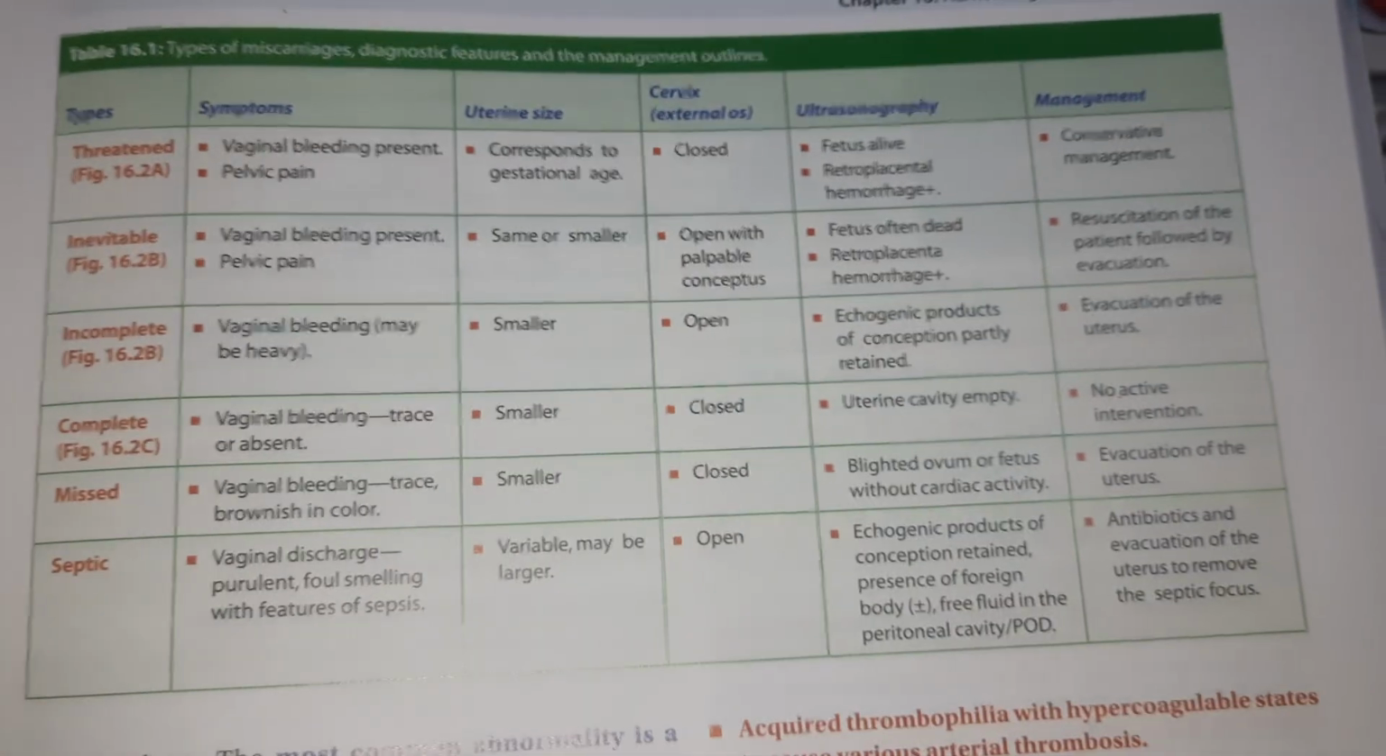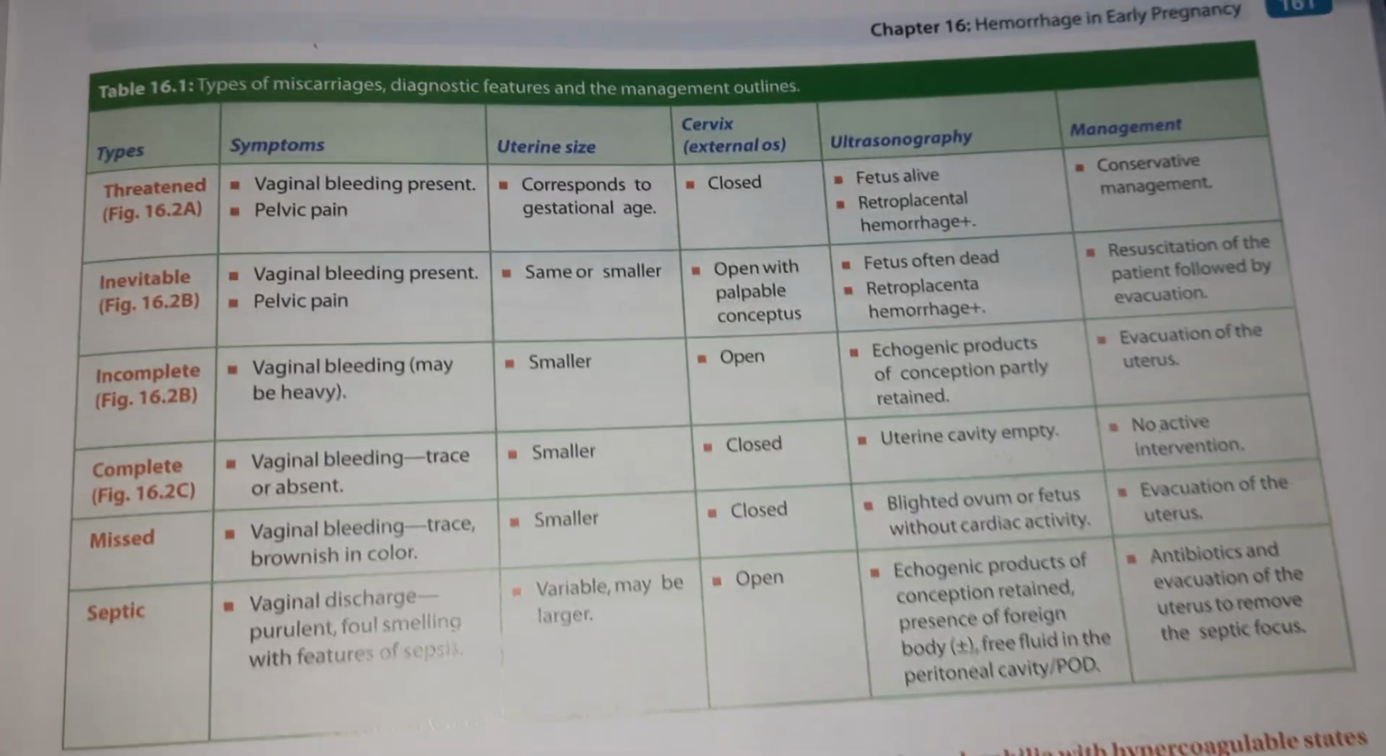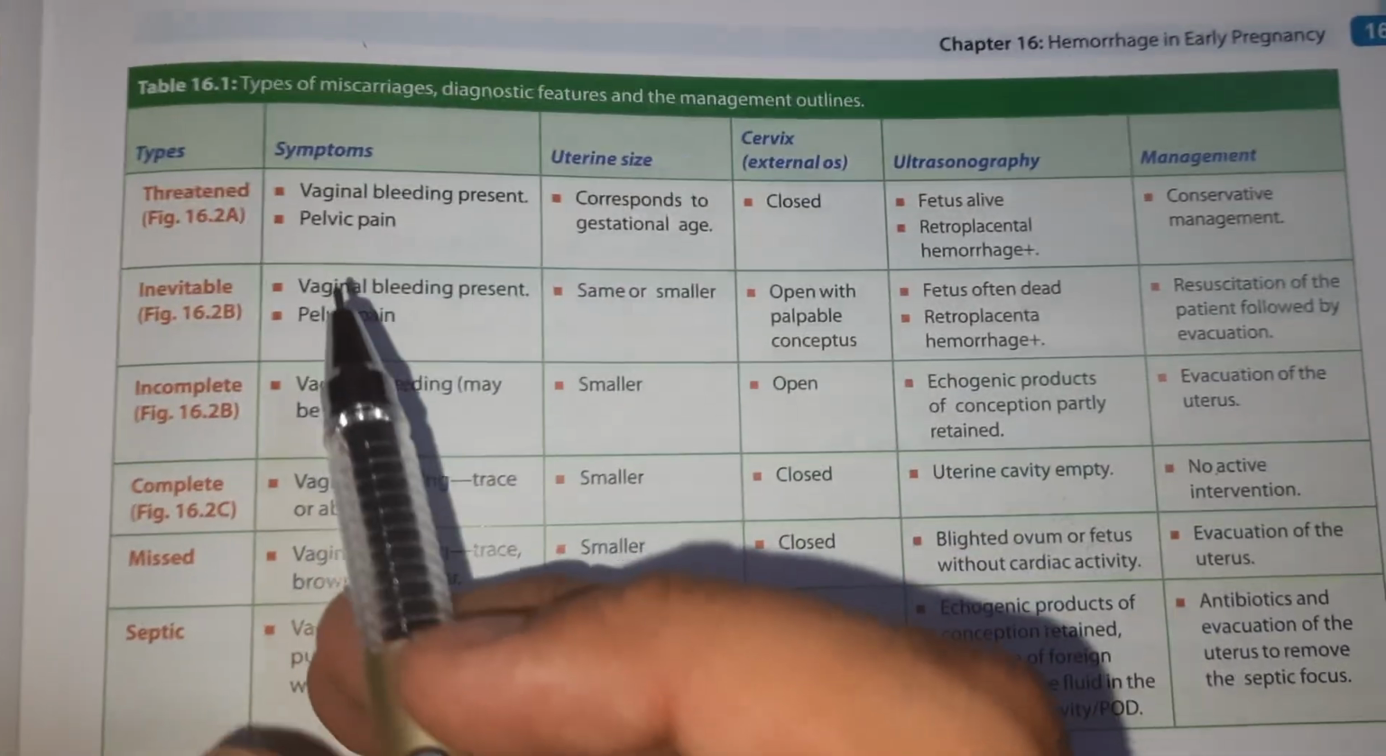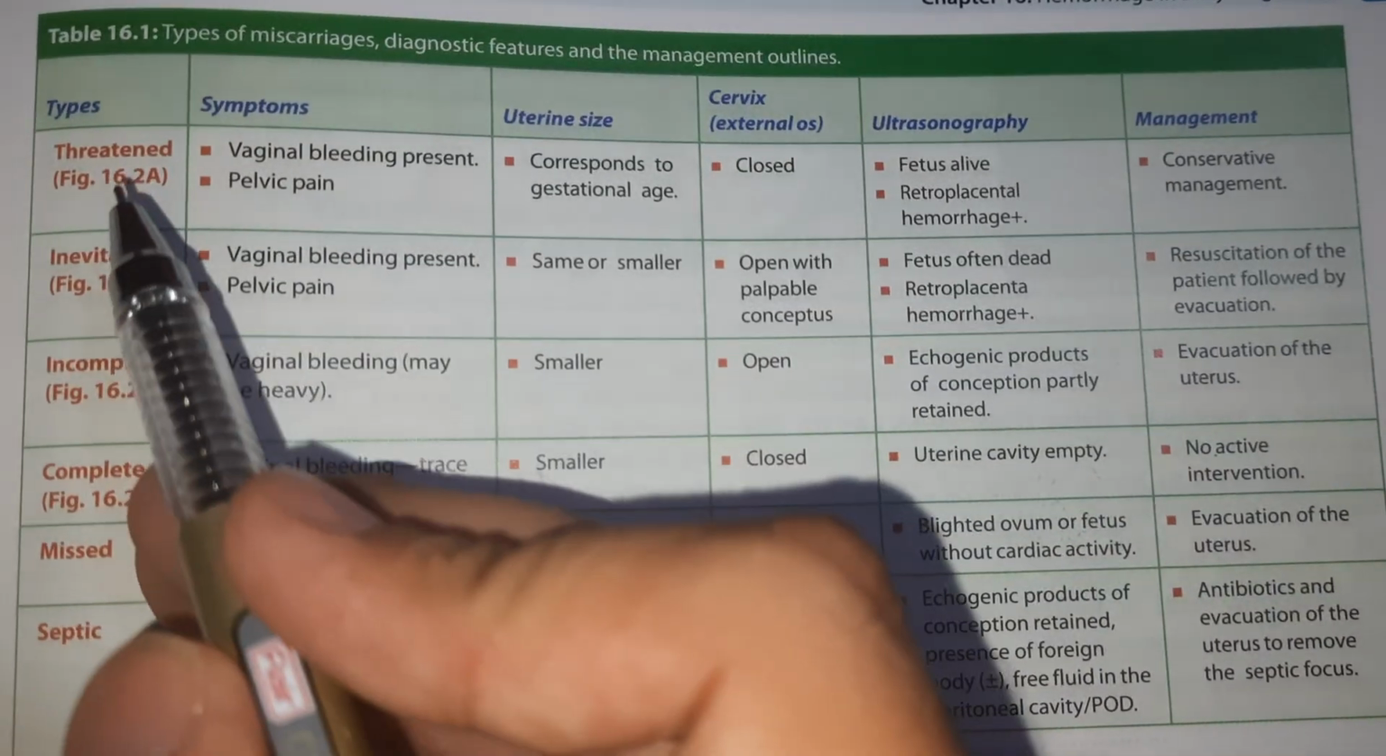Hello everyone. As we have already discussed the different types of abortion, now we will see a short summary of this comparative discussion about the different types of abortion. First one, that is threatened abortion.